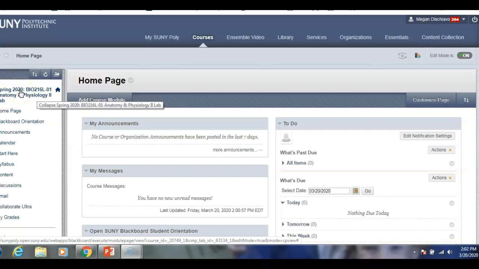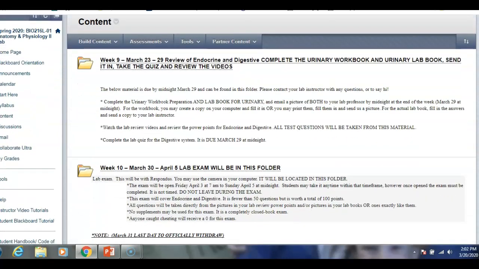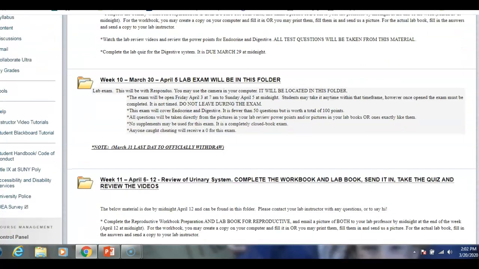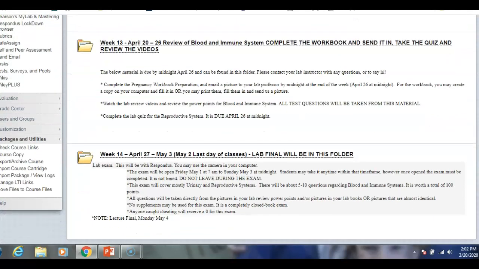When you enter your lab section, pretty much same as lecture, I've loaded everything into content, and I've done it week by week, and I've really tried to make this user-friendly. I'm also going to send weekly announcements to go with it, and if we need videos, I'll add those as well. So here is week 9. You can see it's all broken down. The dates are on there. And at the top of each of them, I gave you a rundown of what is due that week.